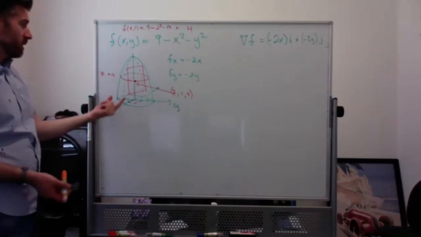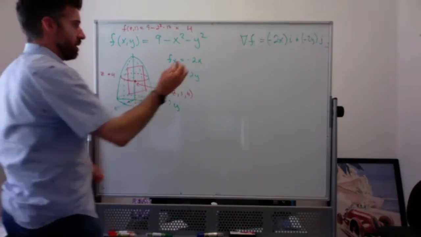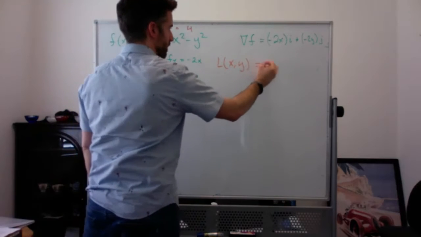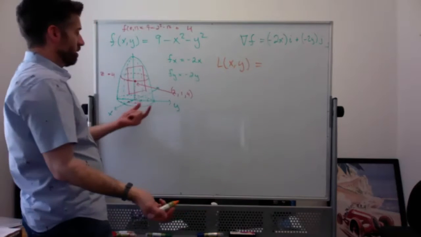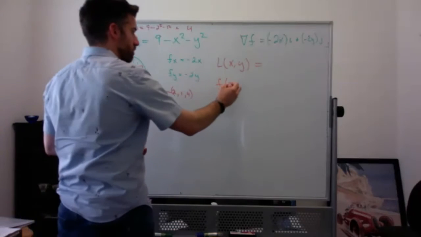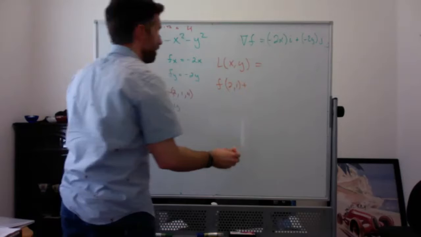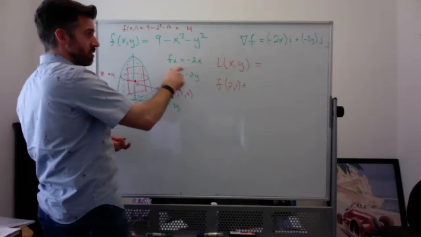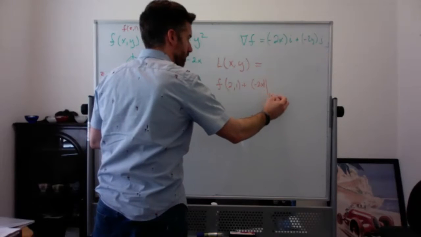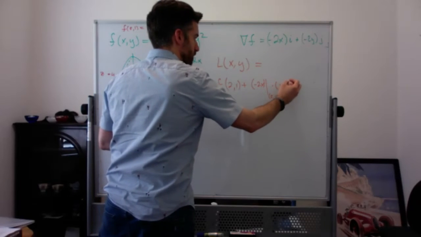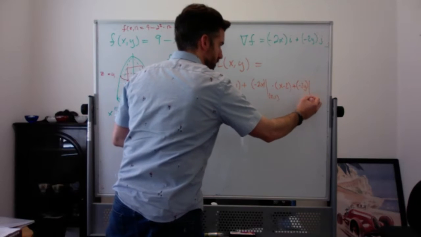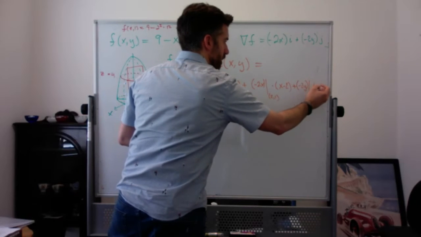So if I want to find the equation of this tangent plane here, well, it's going to be L of x comma y, as you generate the linearization. And it's going to be f of x naught y naught, so f of 2, 1, plus the partial with respect to x evaluated at 2, 1 times x minus 2, plus the partial with respect to y evaluated at 2, 1 times y minus 1.